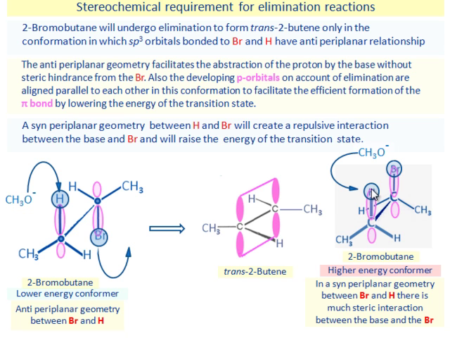A syn periplanar geometry between hydrogen and bromine will create a repulsive interaction between the base and Br and will raise the energy of the transition state.